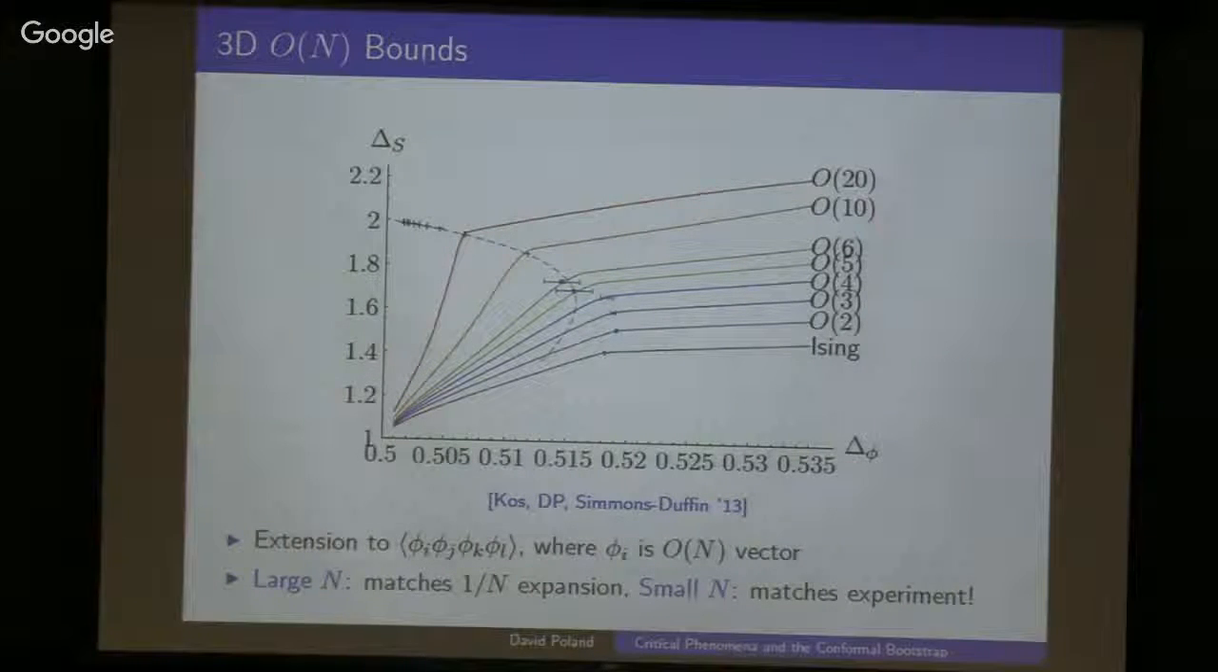At small values of n, we can't use this large n expansion. That's the dashed line. It starts doing very badly. But we can compare to precise experimental measurements. For the O2 model, we can compare to measurements of the heat capacity of helium-4, which extract the critical exponent. For the O3 model, there are measurements in ferromagnetic systems. And also in both of these cases, there are lattice simulations that people have done. And at small values of n, you can see that the best experimental results also seem to sit right in these kinks.